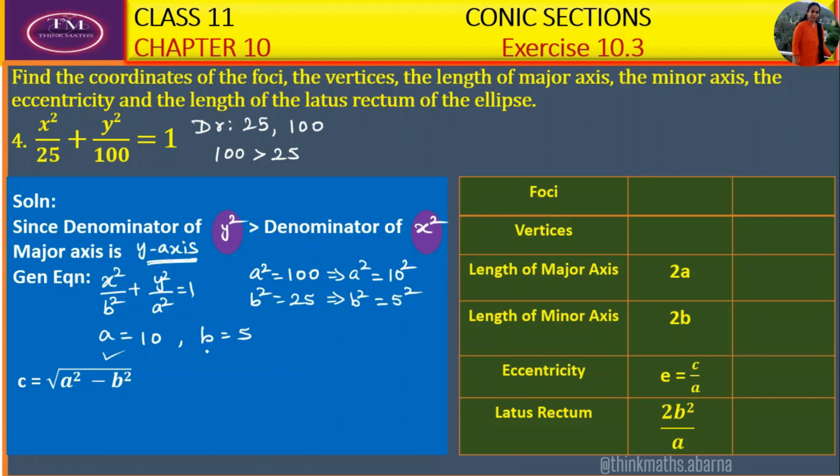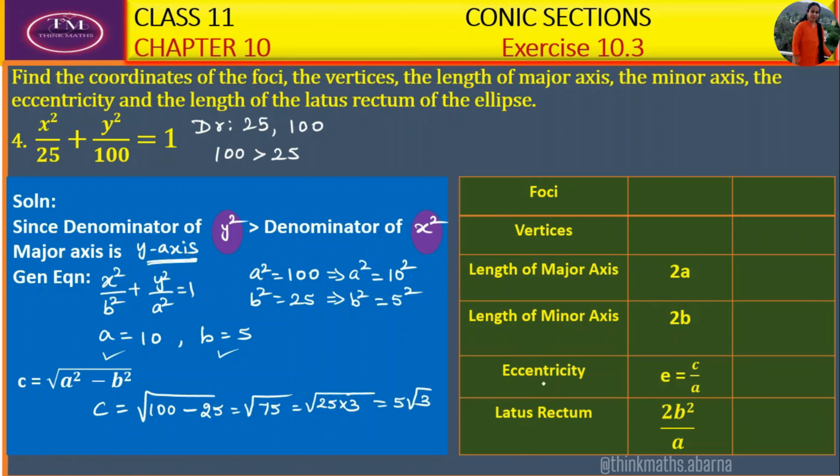So we got a and b. Now our work is to find c. C is square root of a square, which is 100, minus b square, which is 25. So which is equal to root 100 minus 25 is 75. Okay. So it is 75. 75 can be written as 25 into 3. 25 is the perfect square of 5. So we can write 5 root 3. So this is the value of c.